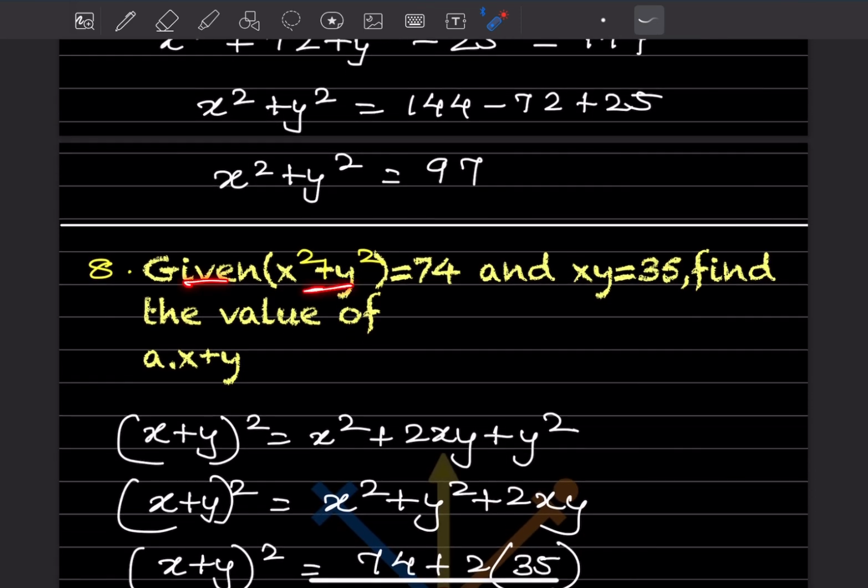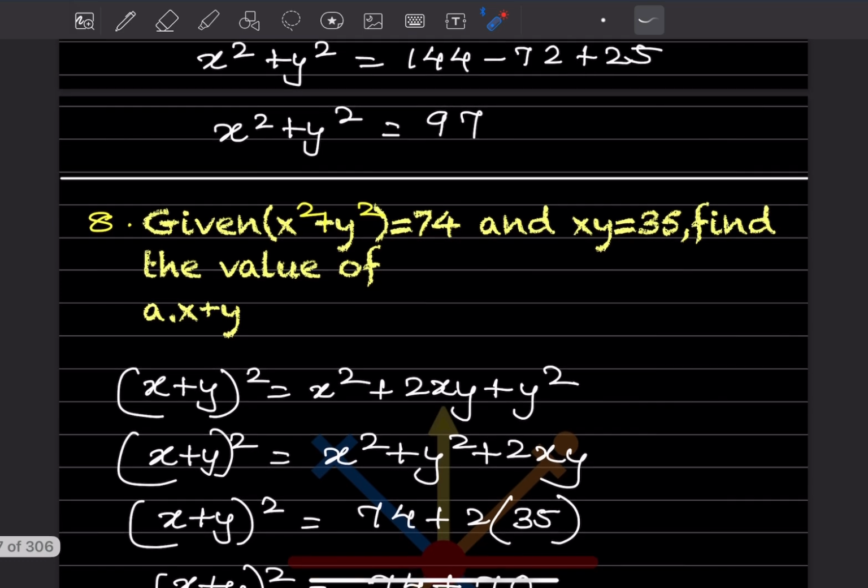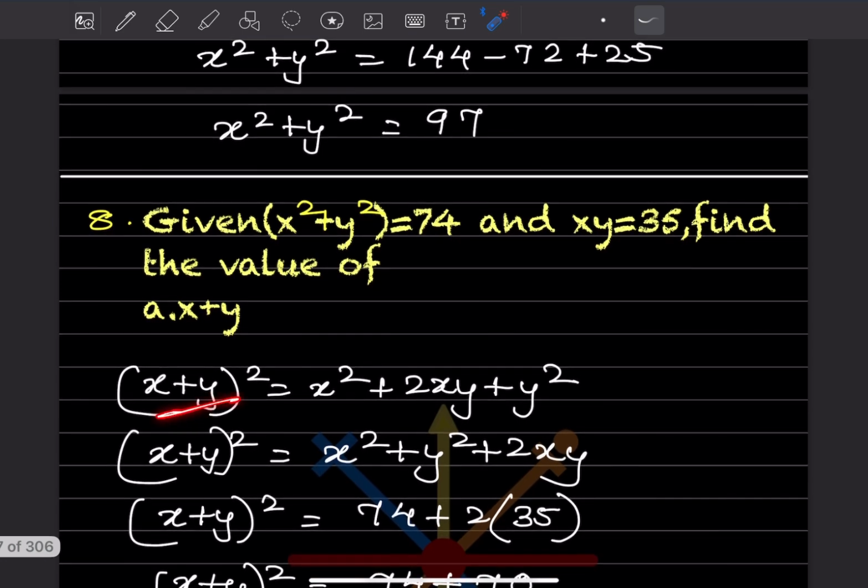Given x square plus y square is equal to 74 and xy is equal to 35, you have to find the value of x plus y. So now again we can start with this formula, because x square plus y square is equal to 74 is given and you have to find the value of x plus y. So we have to decide which formula to use. These problems are a bit tricky, I can say. Only which formulas to use should be kept in mind.